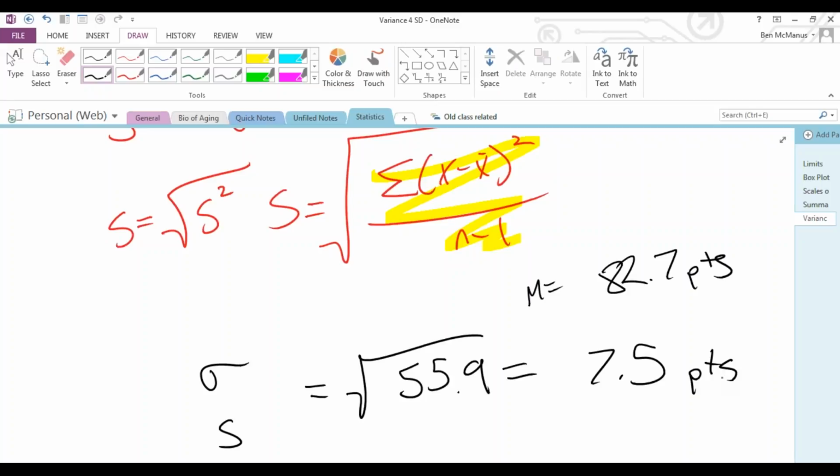It may be helpful to think about what it is you're doing, what it is you're attempting to find with that formula. And again, that is you're trying to quantify and describe the fact that not every value is going to fall on the mean. So we want to know how far away from the mean on average our values fall. That's what variance and standard deviation give us.